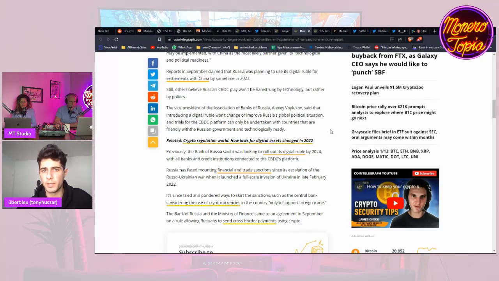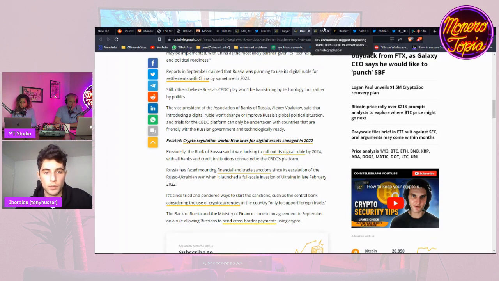It's interesting how the government is very keen on the CBDC, but the Bank of Russia isn't. And we've seen articles in the past where there's been this conflict between them.